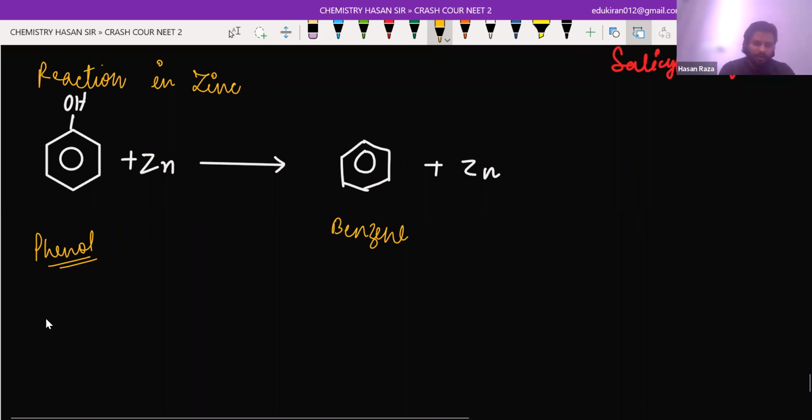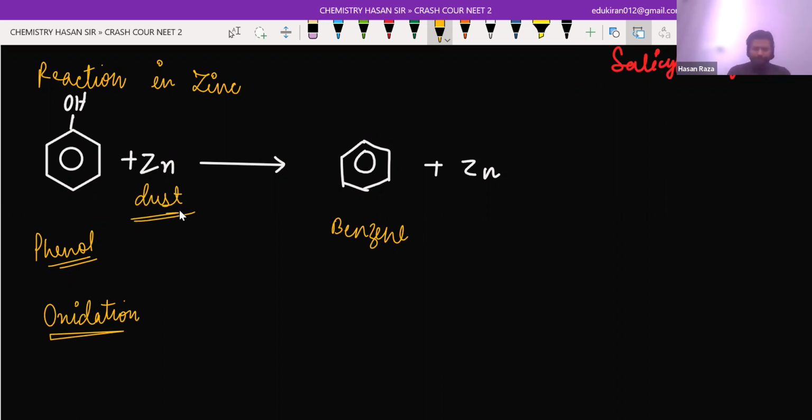Here we have to use zinc dust, right? Yeah, zinc dust or zinc you can take. You can write zinc, or you can write zinc dust too. Okay, yes, sir, not a problem.